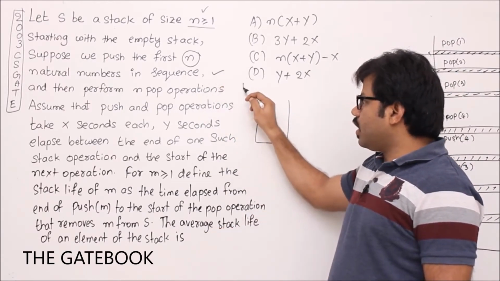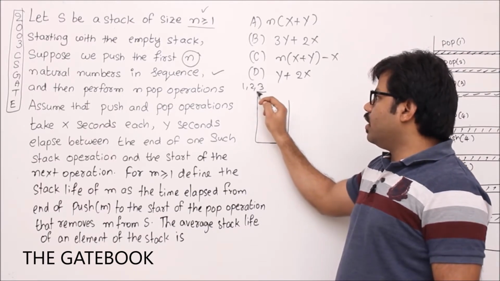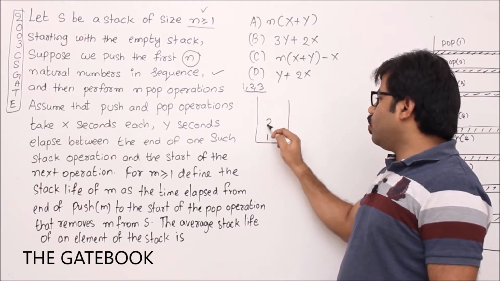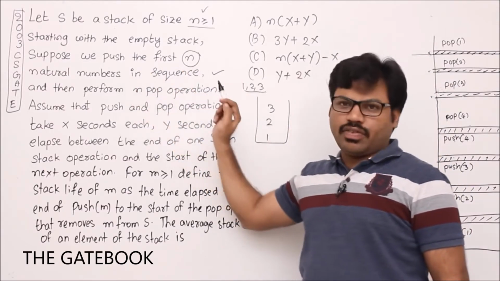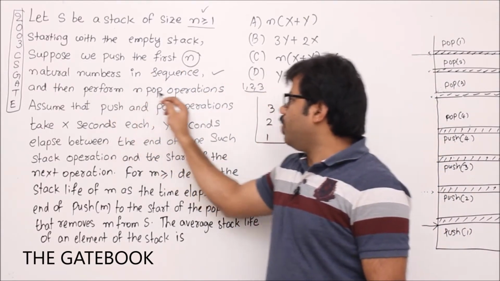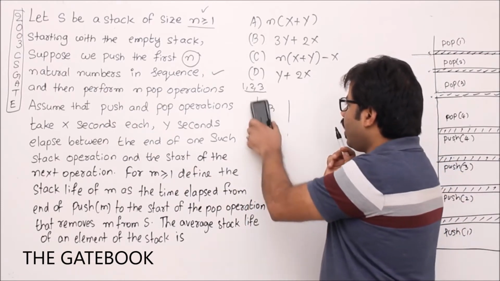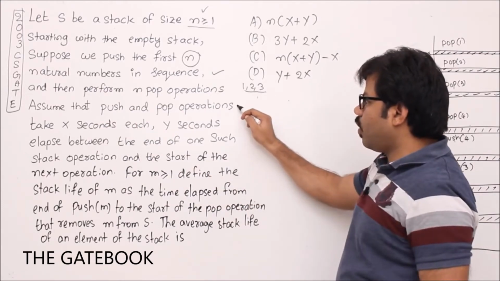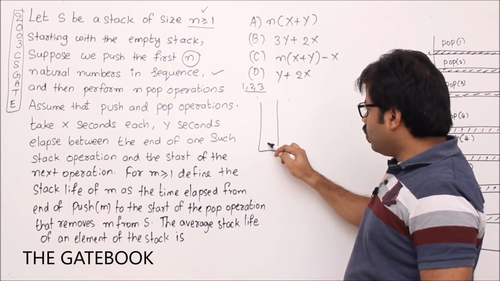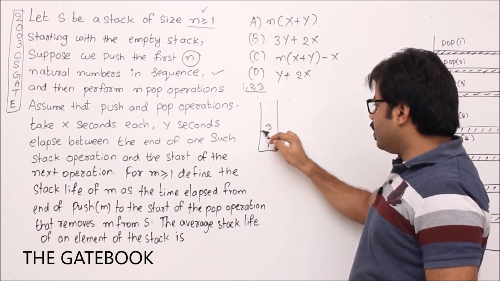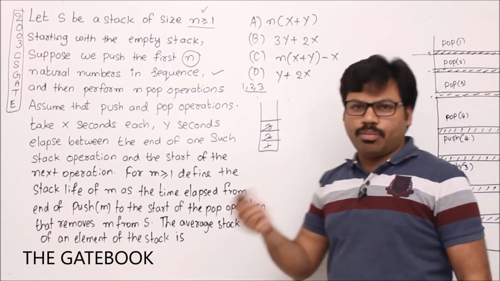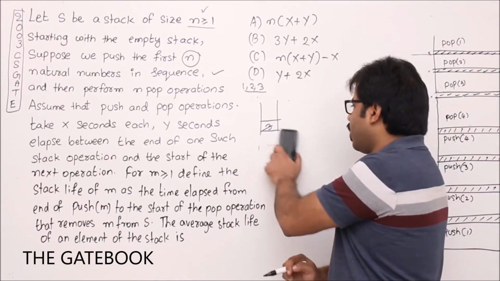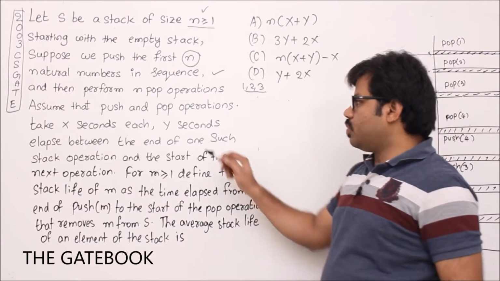Example, let's say the first three natural numbers. If you want to push them in sequence, how to push? 1, 2, 3. That is what he said. We push the first n natural numbers in sequence. After that, perform n pop operations. So what I can understand from this is, he is going to push some n integers into the stack. After that, he is going to pop them. That is what is going to happen in the entire story. Okay, fine. So we understand up to this point.